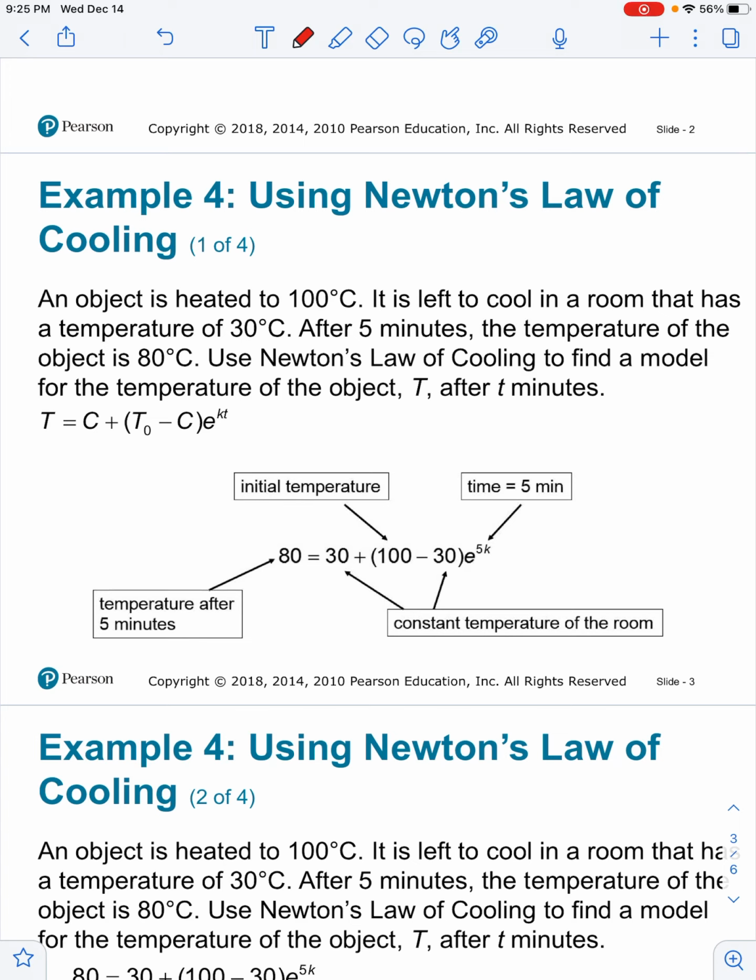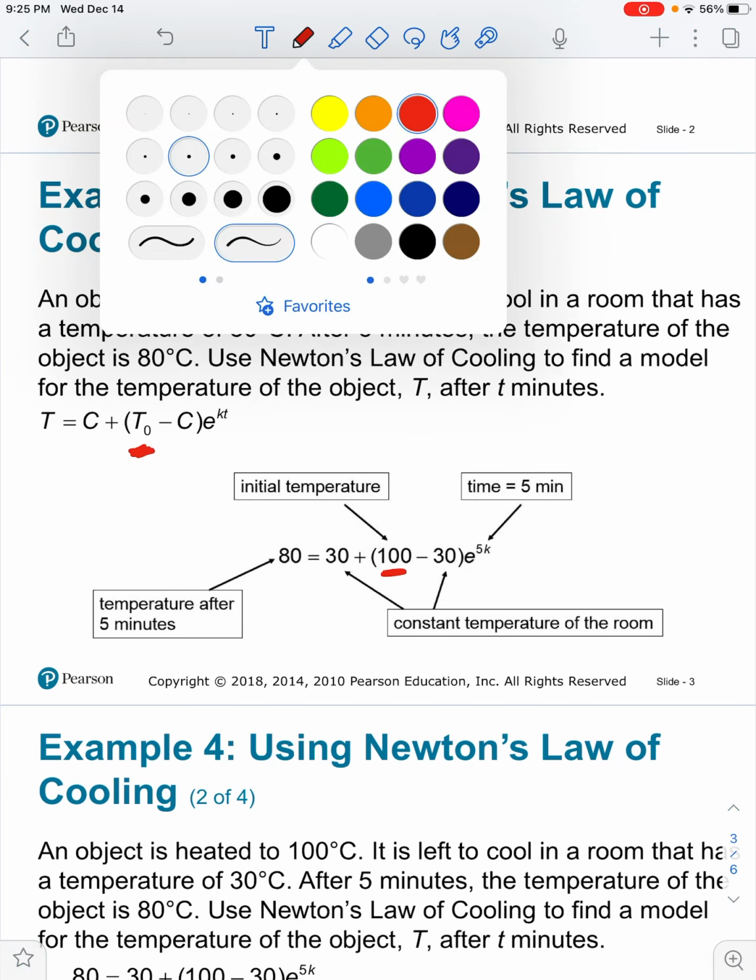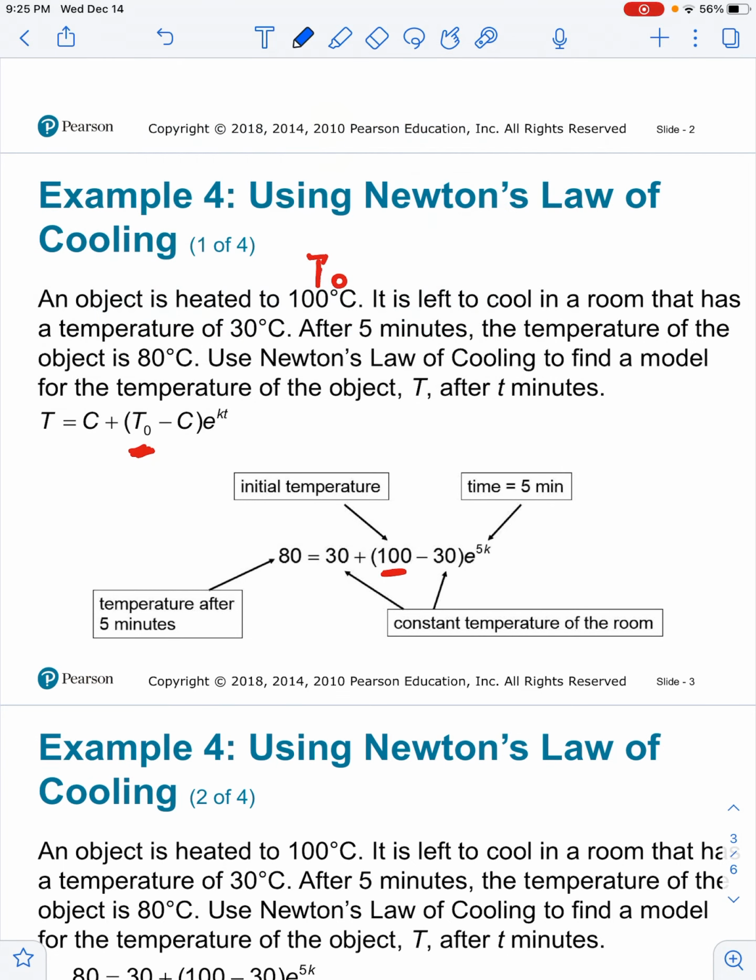So when it says an object is heated to 100 degrees, that is its initial temperature. That's T sub 0. And in our model, you can see here, that is plugged in right here, 100. It then goes on and says it is left to cool in a room that has a temperature of 30 degrees. So let me change our color here. The 30 degrees is the temperature of the surrounding medium, and that's the 30 right here and here.